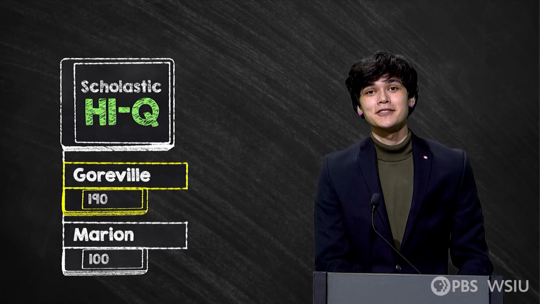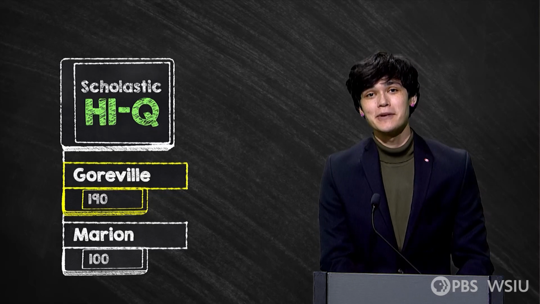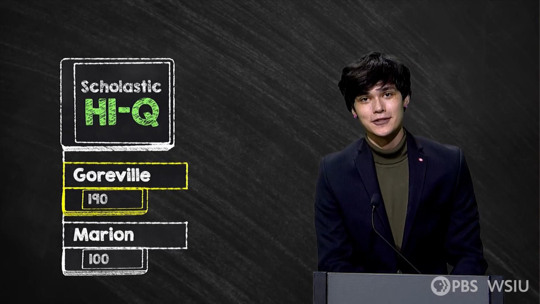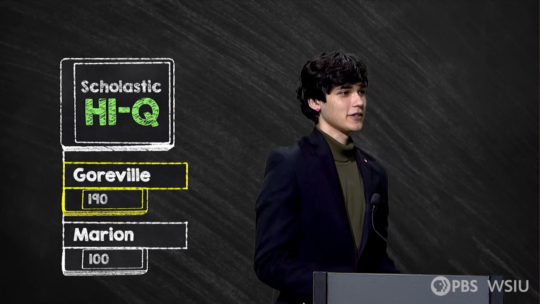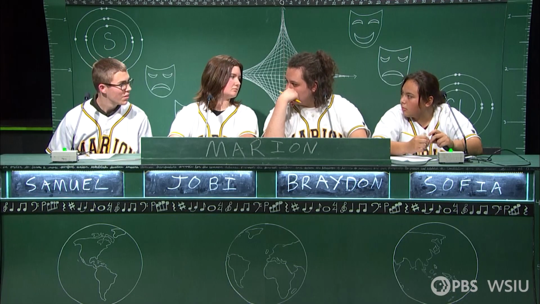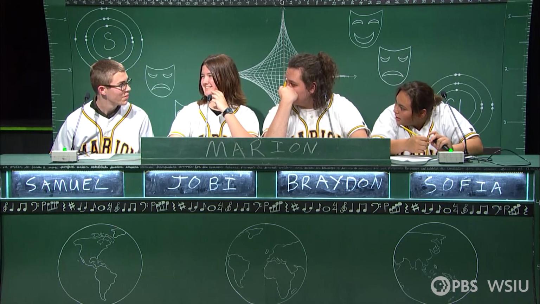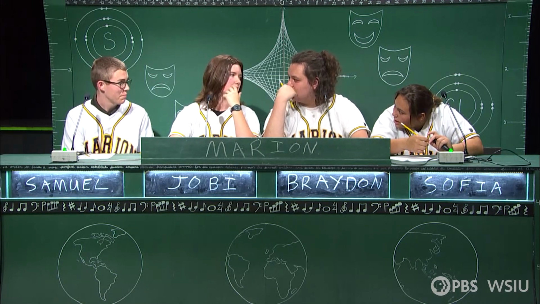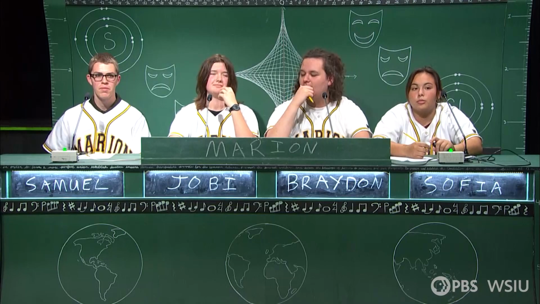The way our lightning round works is each team will have 60 seconds to answer as many questions as they can about a certain topic. Now, Marion, since you guys are trailing in this one, you get the first pick of the litter. Your choices are Vice Presidents, Fast and Furious Cast, World Legislatures, and 14. I'm partial to Fast and Furious Cast. That seems like fun. World legislators. All right, World Legislators it is.